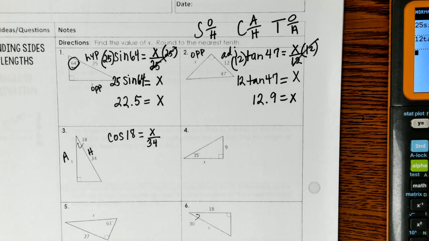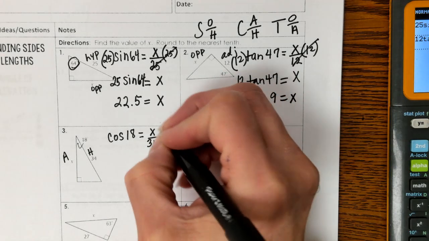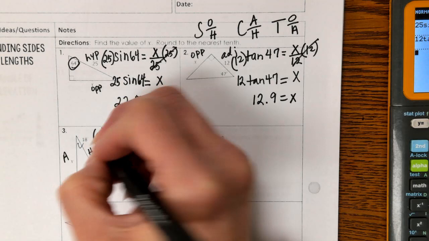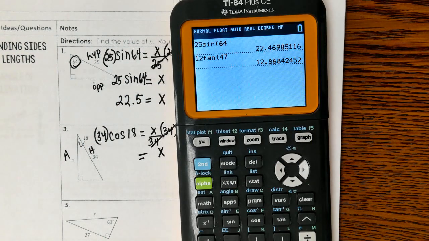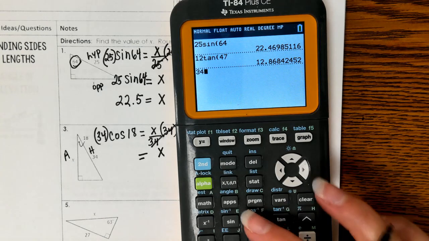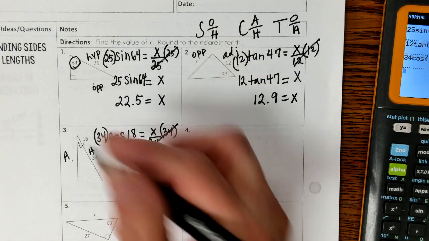For letter x, multiply by the 34. If we multiply by 34, your 34s cancel on that side, and then you can type this in your calculator. So 34 cosine 18, and we get a 32.3.